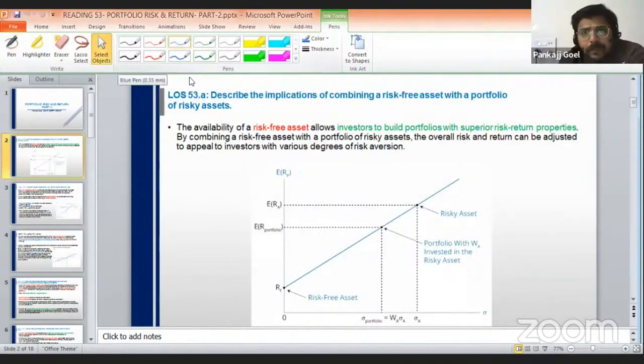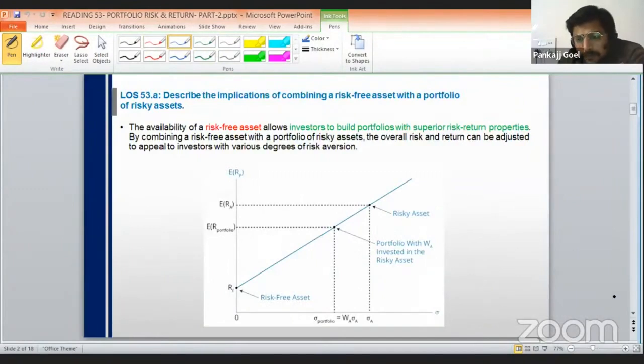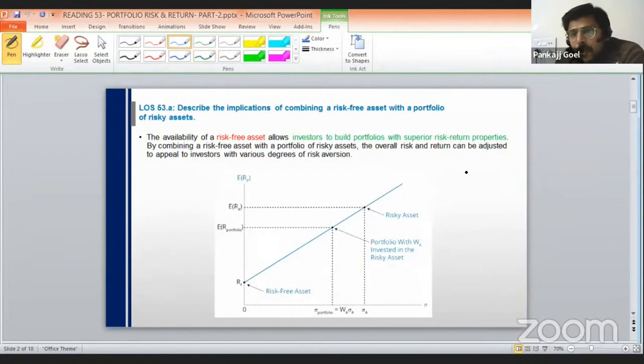So now let me see. So what we have seen is that if we combine two risky assets, we get what? We get the efficient frontier. It is called the efficient frontier because it is a frontier made on the basis of efficient portfolios. Now what happens if we combine a risky security and a risk-free security?